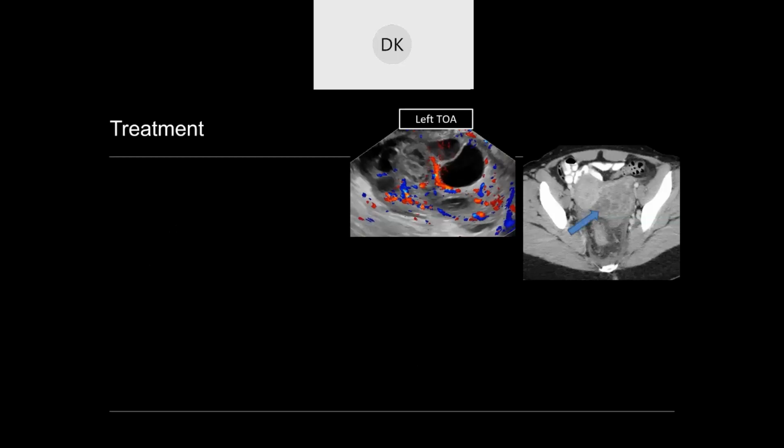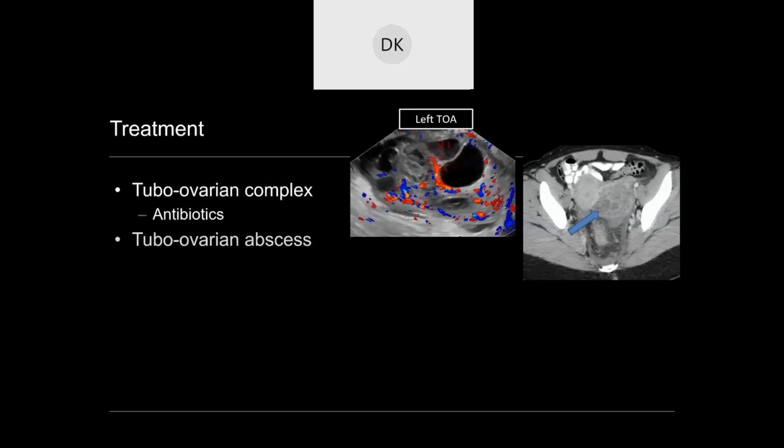So why is it important to differentiate a tubo-ovarian complex from an abscess? Well, the treatment's a little different. A complex can often just resolve with antibiotics, but an abscess often needs percutaneous drainage. So here's an example. There's a large TOA here.